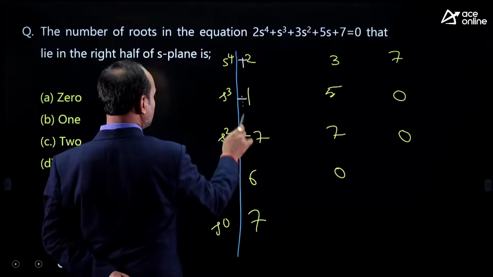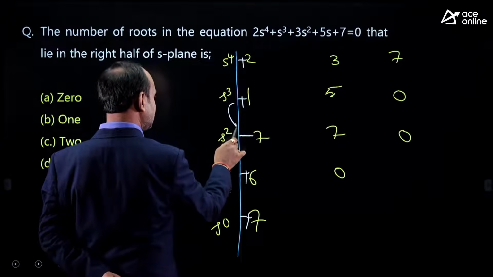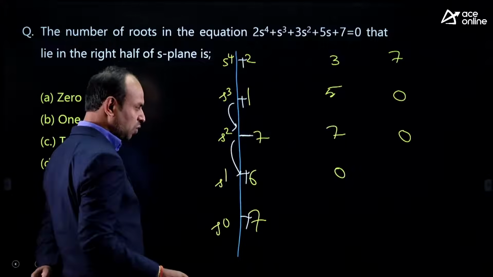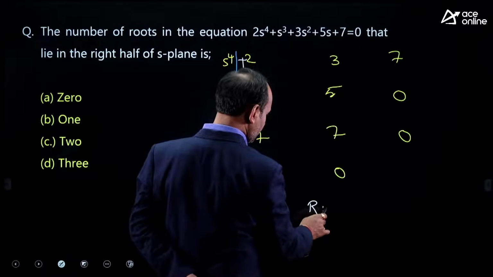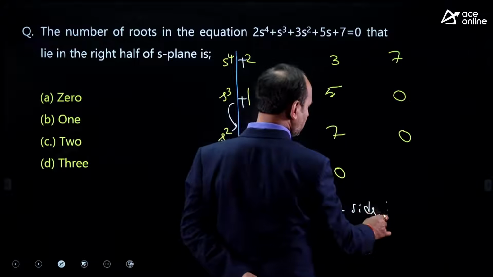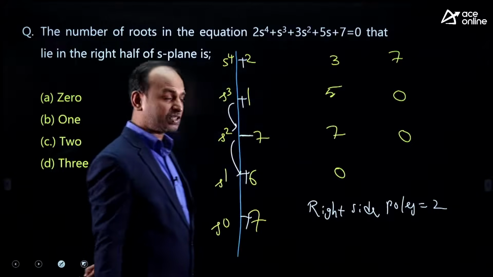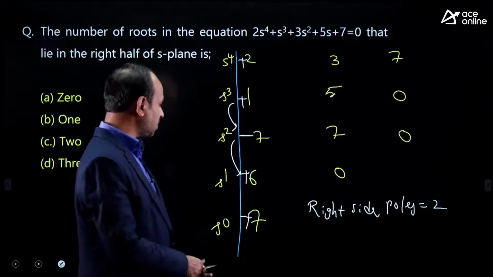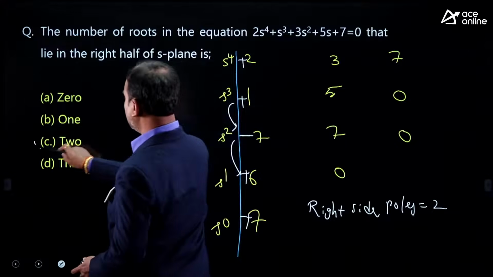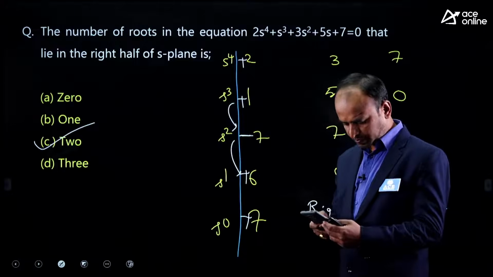Positive, positive, only then a sign change, 1 change, 2 changes. So positive to negative is 1 change, negative to positive is 2 changes. There are 2 sign changes, hence the right side poles are 2, dear. Right side poles are equal to the number of sign changes in the first column. So based on this, option C is the right answer, dear. How many people gave it? Very good. This type of question you can expect, dear.